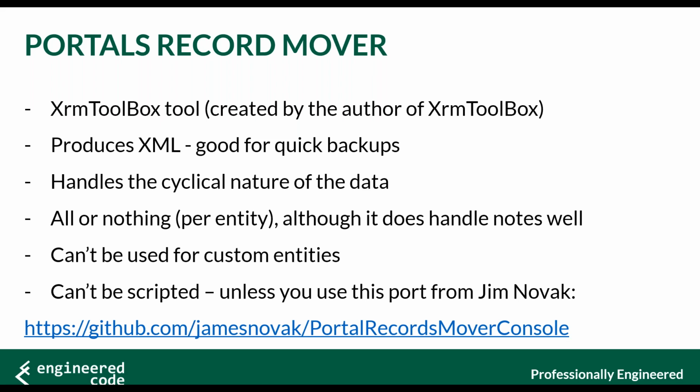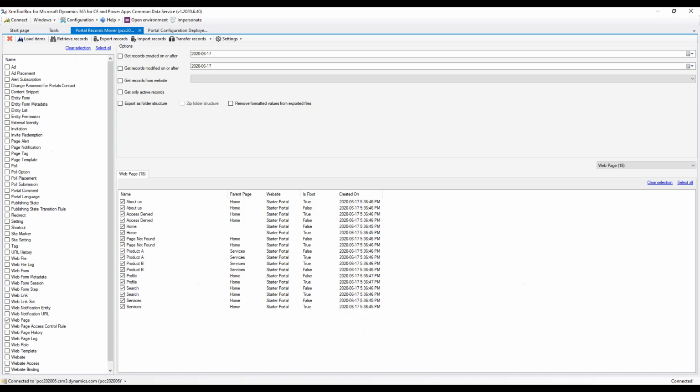So I'm just going to show you here. I'm going to bring it up and show you how this looks. I've got the Portal Record Mover open here in the XRM Toolbox. You can see over here, if I were just to click Load Items again, what we've got on the side here is just a list of all of the entities. As I mentioned, one of the limitations is that it's only showing me the entities that are defined as the Portals entities.